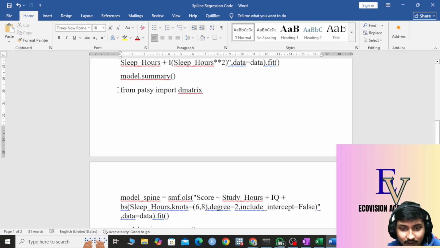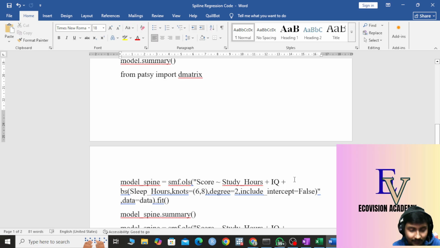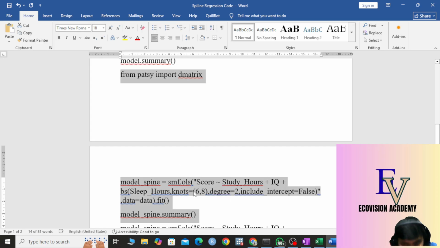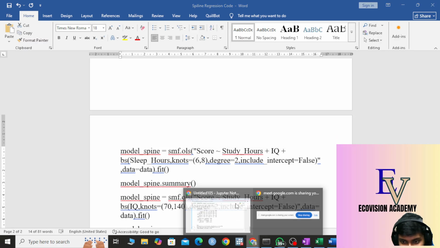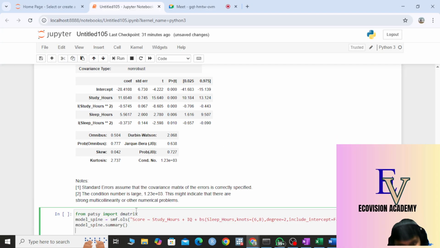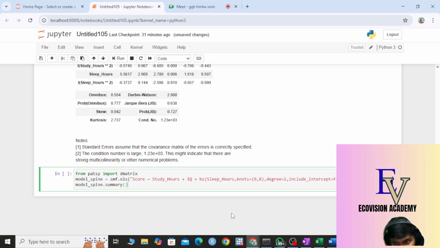Now we go to spline regression. Spine means spline regression. Okay, we will copy this code and I'll just explain it to you. First let me copy this code. You do not have to take screenshots, I will give this to you guys. Do not worry, I will give the full recording of this class.